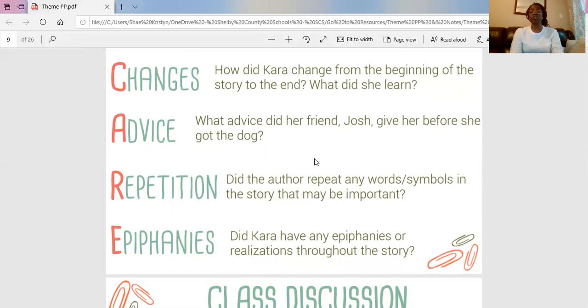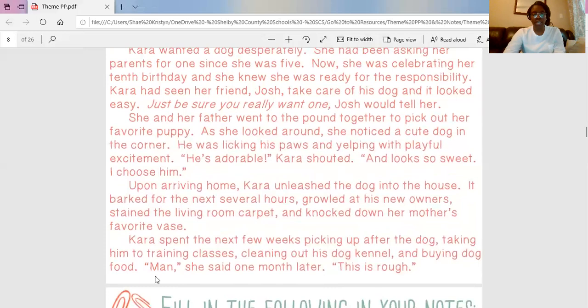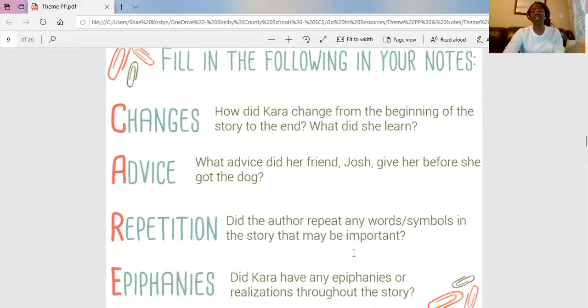As we move further in the story, we can go look at the story itself actually. And it says, she unleashed the dog in the house. It growled at the new owners for a while, knocked down the mother's favorite vase. So that's really hard. Then it says Kara spent the next few weeks picking up after the dog, taking him to training classes, cleaning out his kennel, and buying food. She said one month later, man, this is rough. So at first she had really wanted a dog. And then we see at the end, she says, this is rough, after Josh telling her to be sure she really wants a dog. So we see that her epiphany is that she realizes it's a little harder than she thought it was going to be.